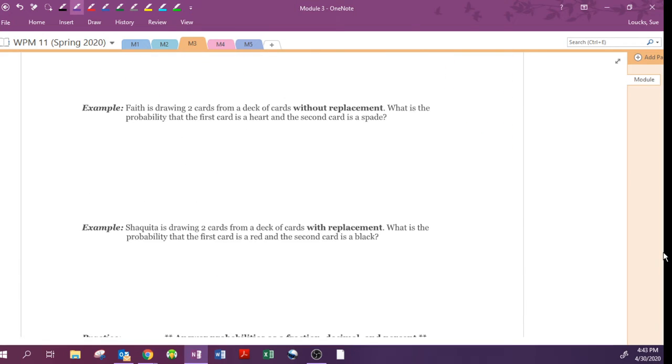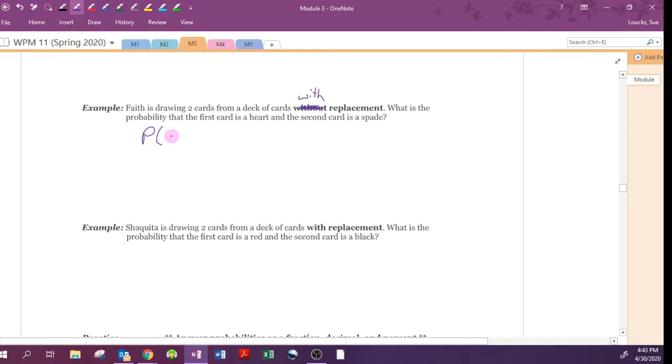Okay, now we're on page 11, and this should actually say with replacement. We're actually going to talk about with replacement, not without. Okay, so can you fix that on your notes, please? Faith is drawing 2 cards from a deck of cards with replacement. That means that after she's drawn the first card, she's going to put it back in again and then draw her second card. So what's the probability that the first card is a heart and the second is a spade?